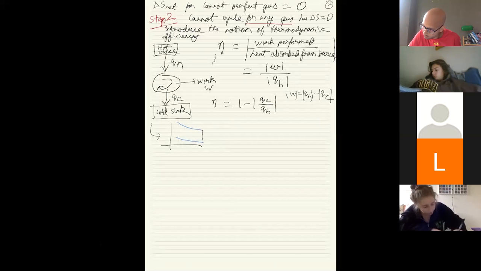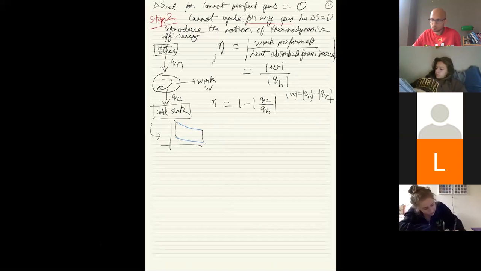So we just looked at the Carnot cycle, and this hot source could be this part, the TH part, and this cold sink could be the TC part in the bottom, right? So that's what we are looking at.